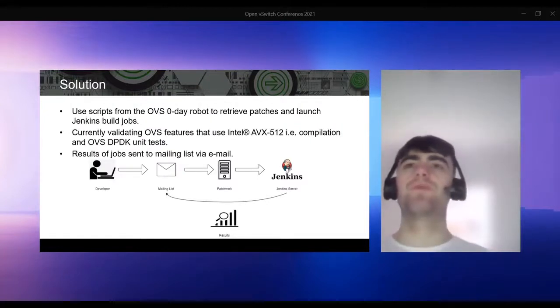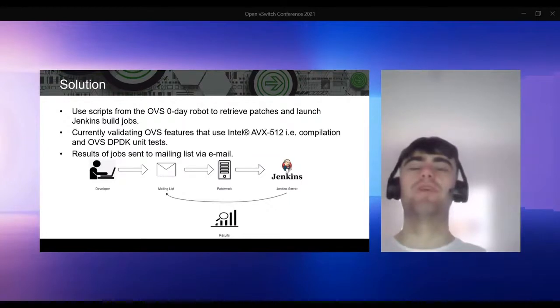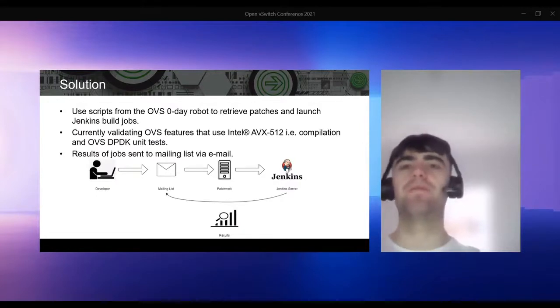So these scripts will be run once a day, and they will retrieve any newly submitted patches and launch a Jenkins pipeline job for each individual patch. This Jenkins pipeline job will then launch 3 separate Jenkins build jobs, each of which tests an OVS feature with AVX512 enabled. The 3 features which are currently being tested are the datapath classifier, the datapath interface, and the miniflow extract.